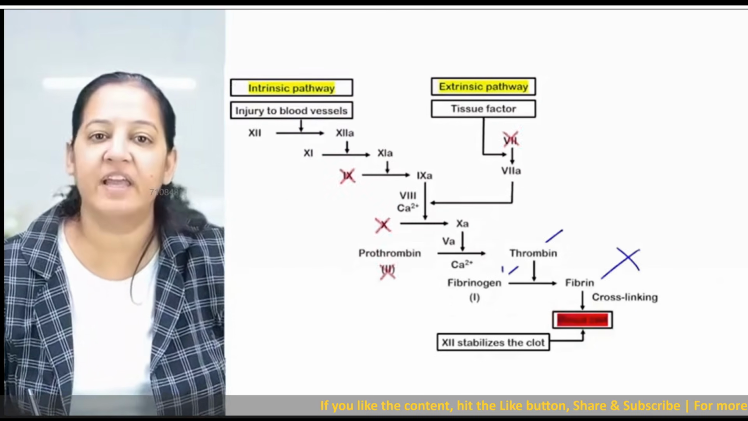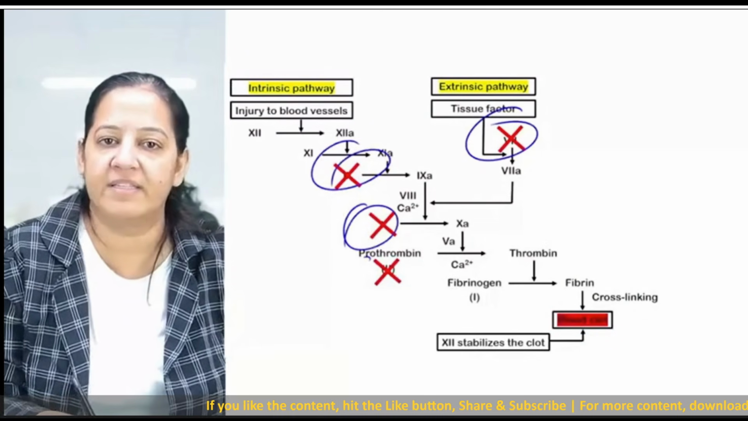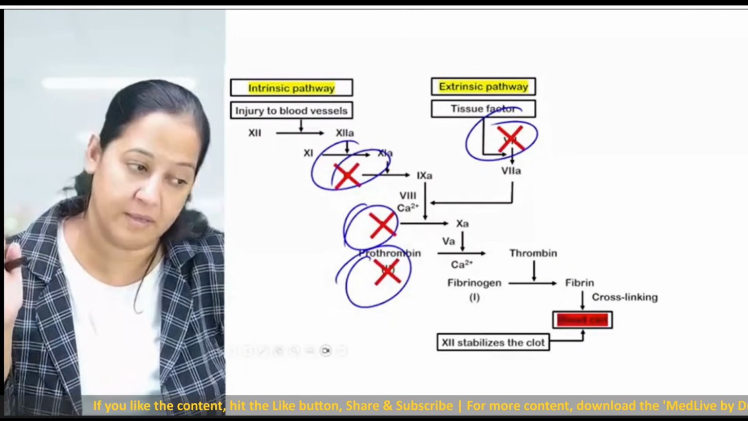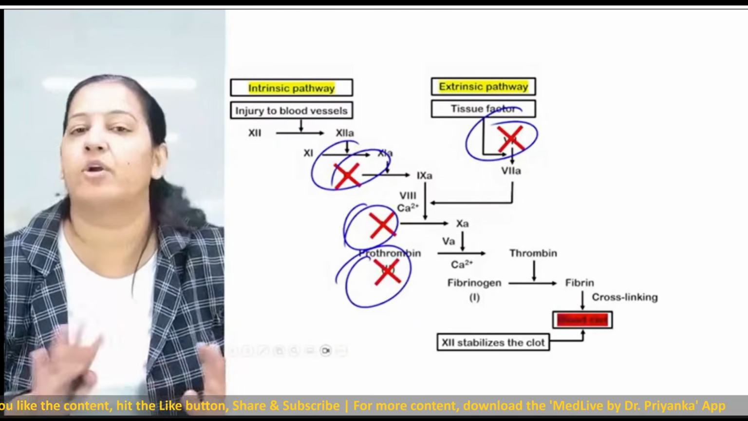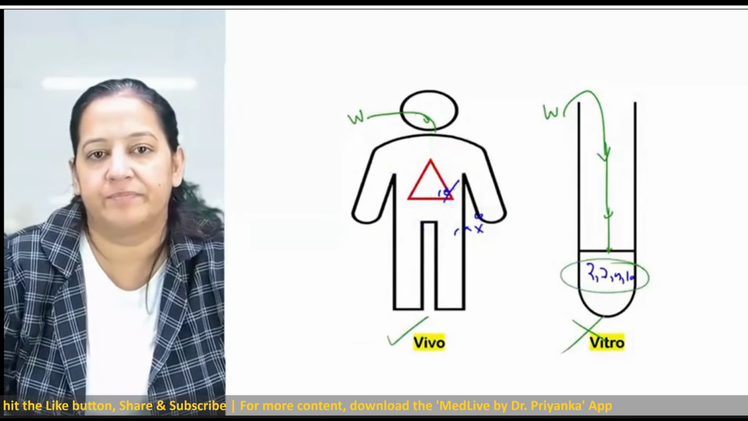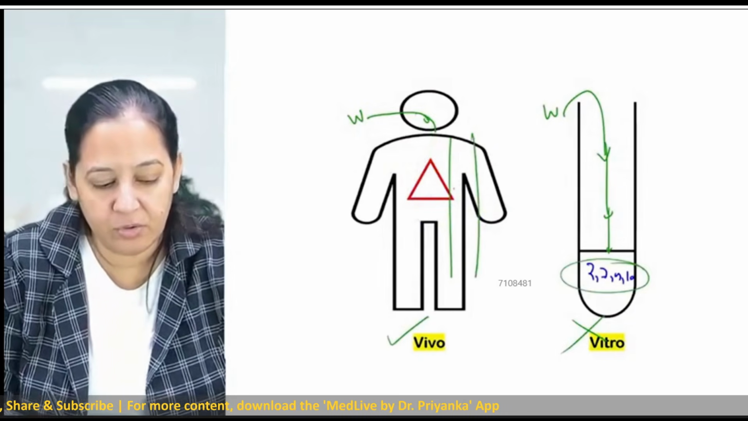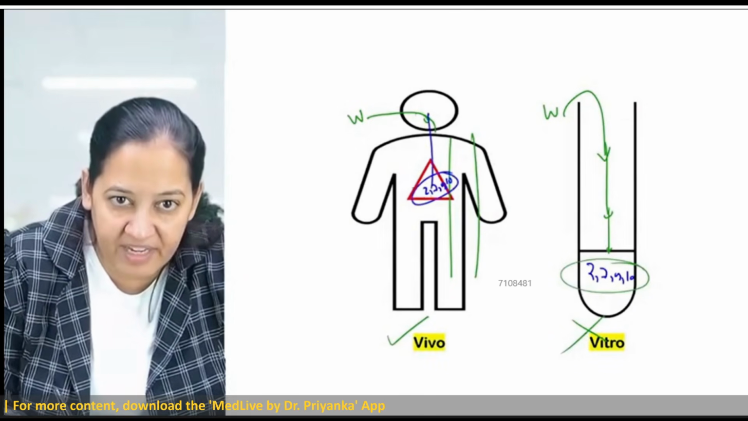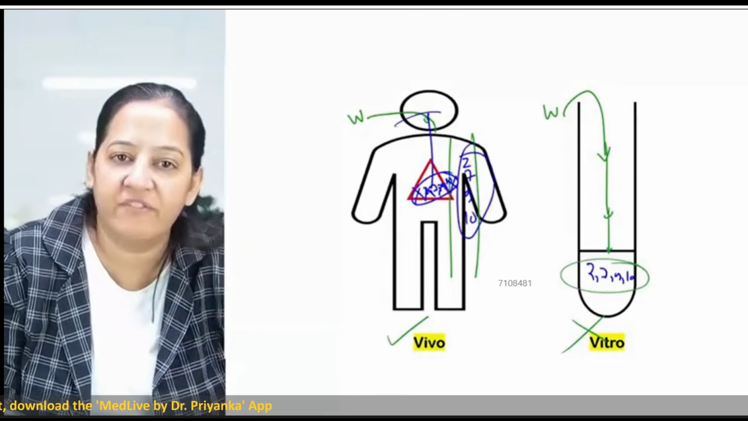If I'm giving warfarin, what does it do? Warfarin will inhibit 2, 7, 9, 10. But it is inhibiting the formation or activation of 2, 7, 9, 10 in the liver. The activated version in the blood will not be affected. Suppose this is the human and this is the blood vessel of this human. Let's draw the blood vessel. So 2, 7, 9, 10 are present here. They are inactive. Warfarin will inhibit their activation, but the 2, 7, 9, 10 already present in blood, warfarin will not affect them.